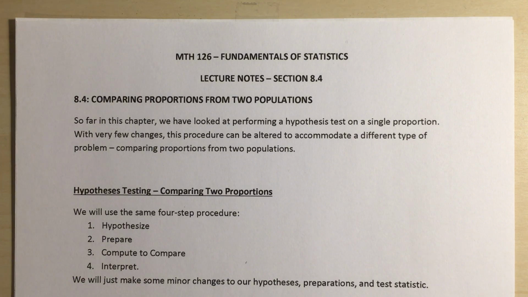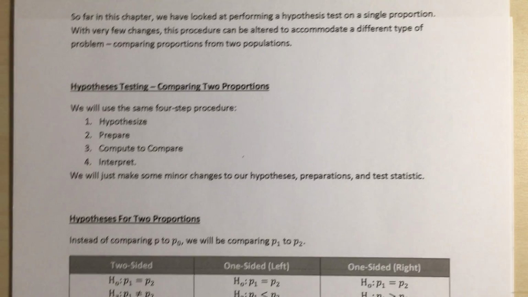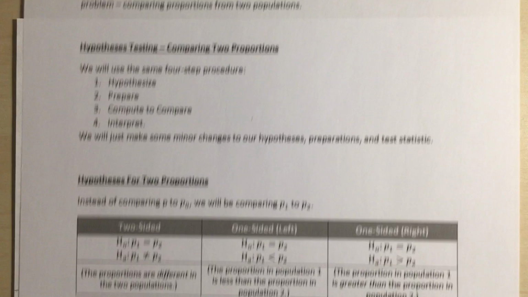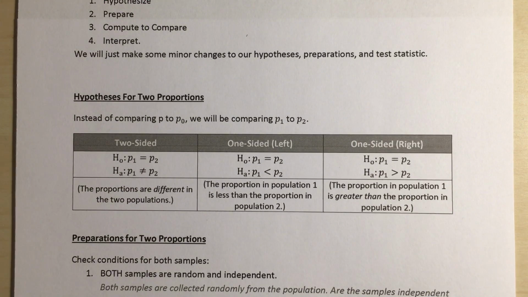proportions. So we're going to use the same four-step procedure: hypothesize, prepare, compute to compare, and interpret. We're just going to make some minor changes to our hypotheses. So when it comes to our hypotheses, instead of comparing P to P naught, we're comparing P1 to P2. Notice that our P's on both sides have subscripts. Again, our notation makes sure that we know which population is our first population and which one is our second population. Just make sure we stay consistent with our notation as we go through the problem.